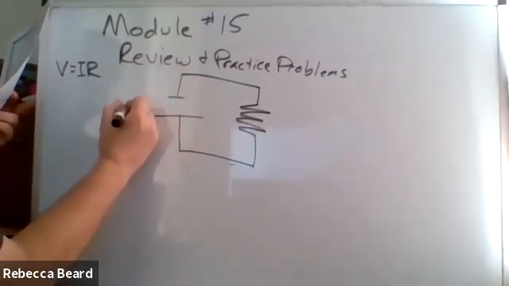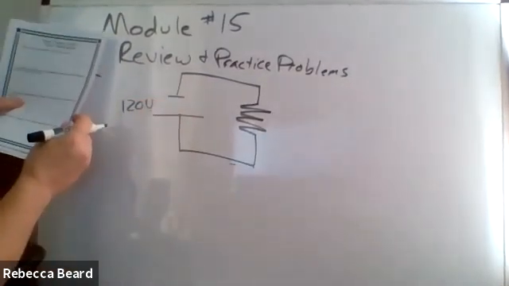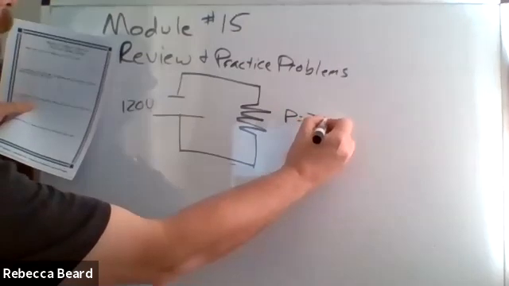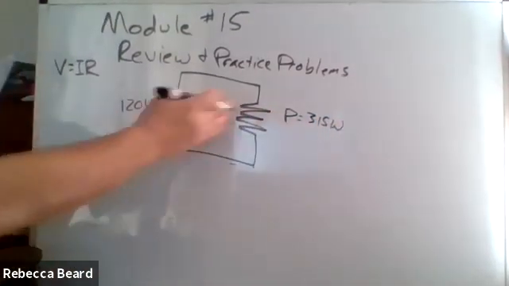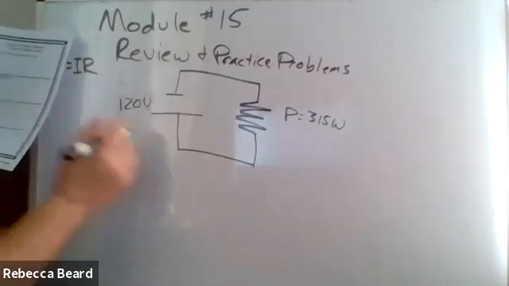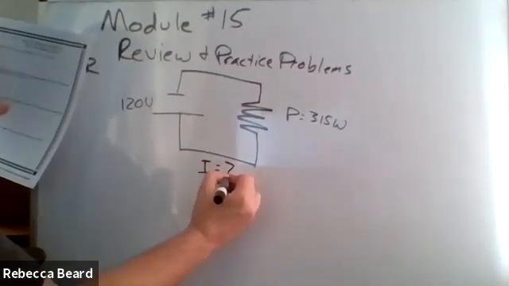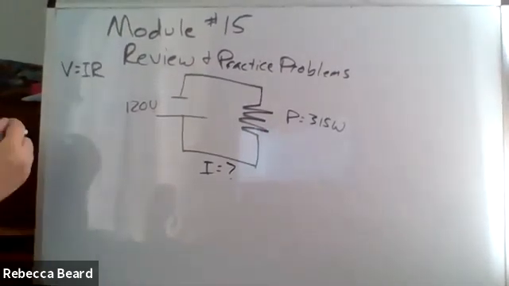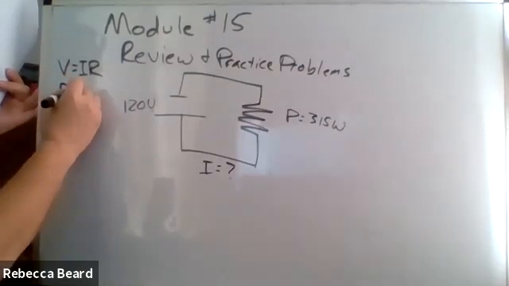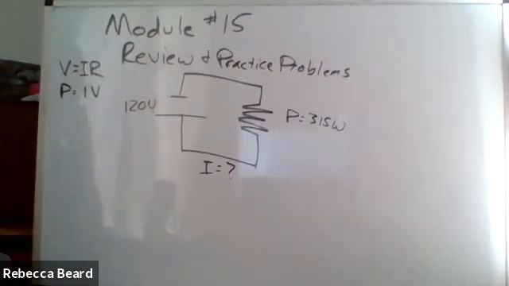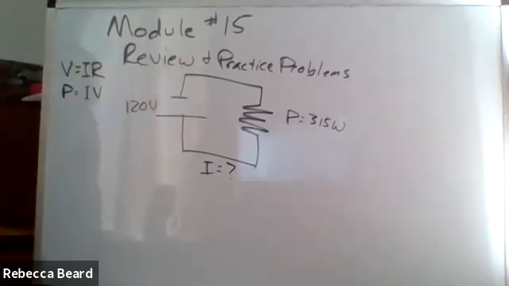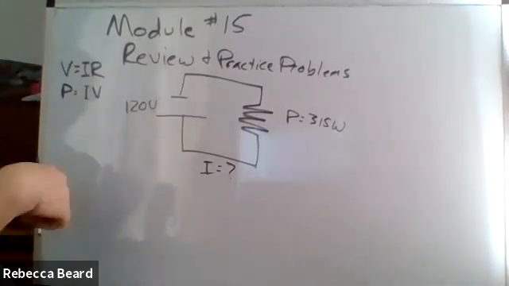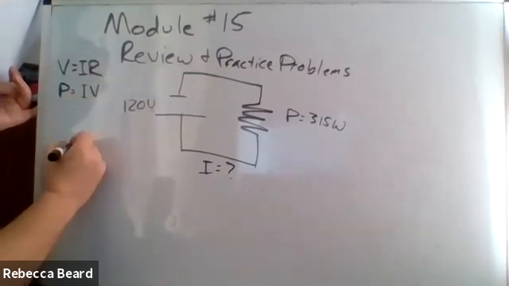So 120 volts power source. This will draw 315 watts of power. So we don't know what the resistance is there. We do need to know what current it draws. Now we're going to bring in our other equation here, which is power equals current times voltage. So we want the current, so we're going to rearrange this, dividing both sides by V.